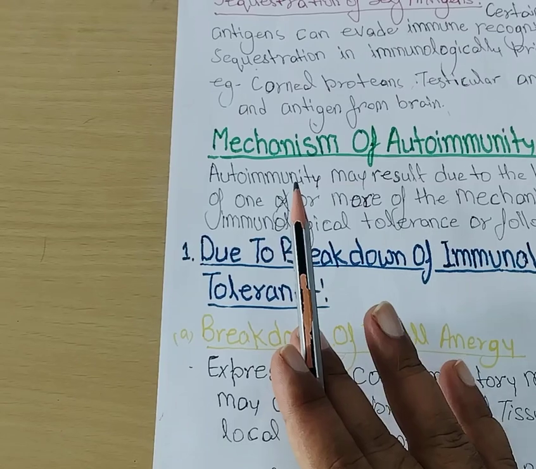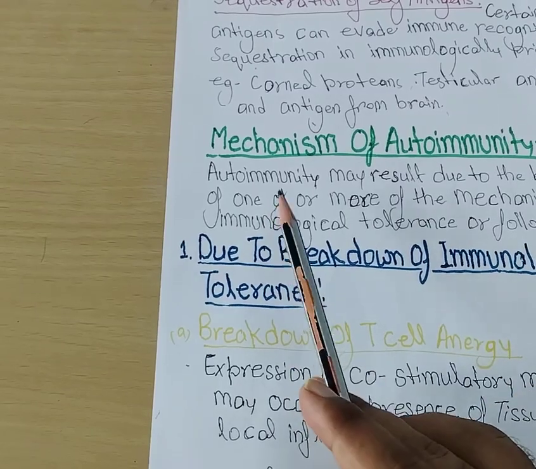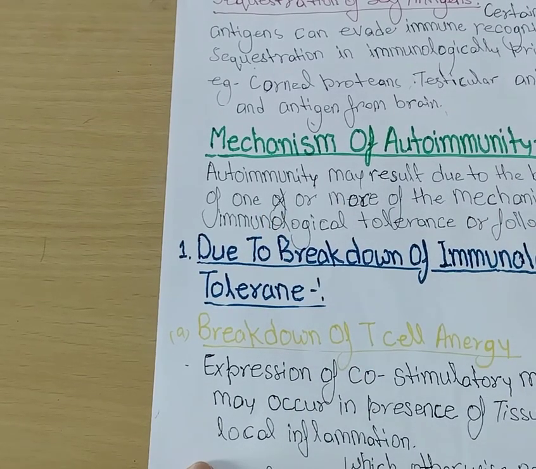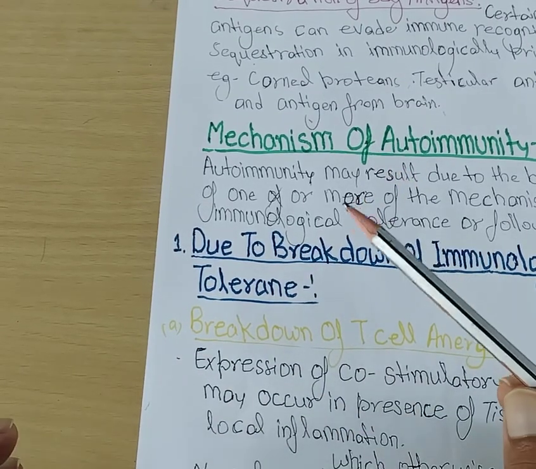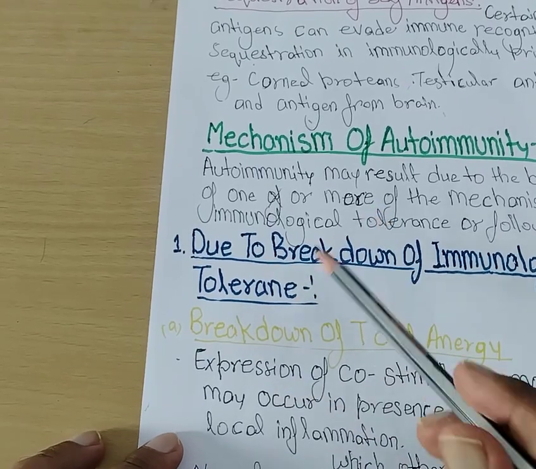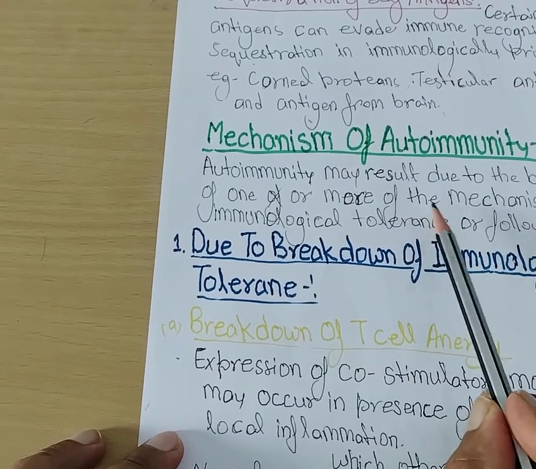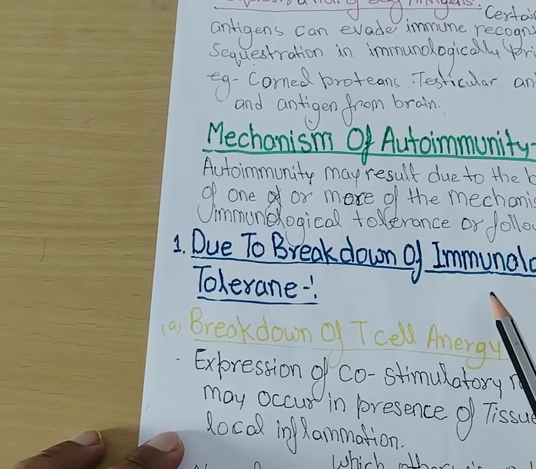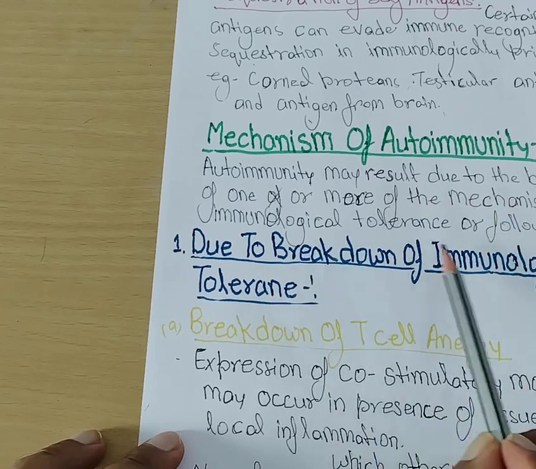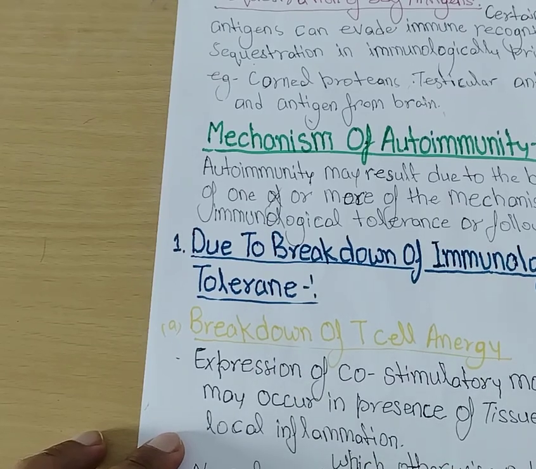Now we will see the mechanism of how autoimmune disease or autoimmunity occurs. As we previously said, to prevent autoimmunity there are two mechanisms: central tolerance and peripheral tolerance. Whenever there is a breach, imbalance or non-functioning of the tolerance mechanism, then the chances of developing autoimmunity are high.